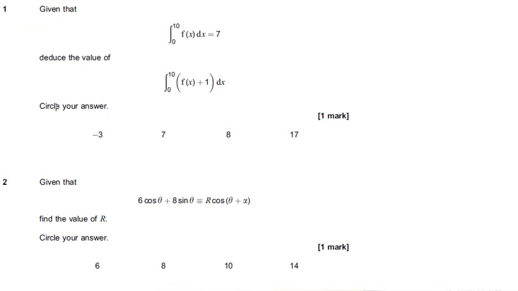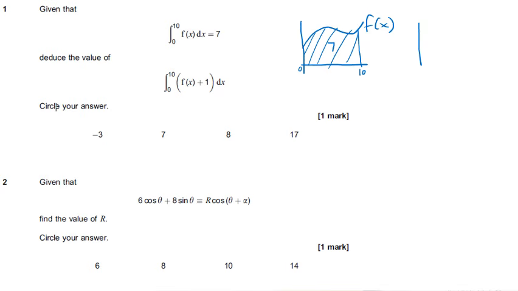So question 1, we're given a definite integral and we're told that it has a value of 7, and we're asked to deduce the value of the same function but with 1 added to it. Now, if we think about what this integral represents in terms of area, if we've got a function f of x that looks something like that, let's say, then what that is telling us is that between x equals 0 and x equals 10, the area is 7.